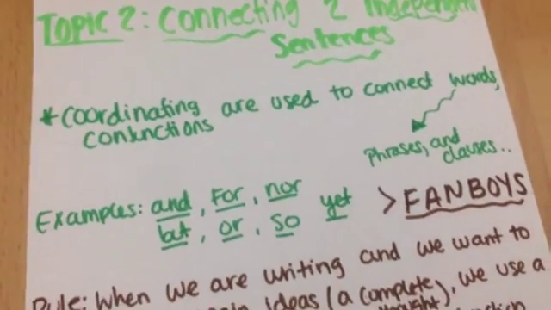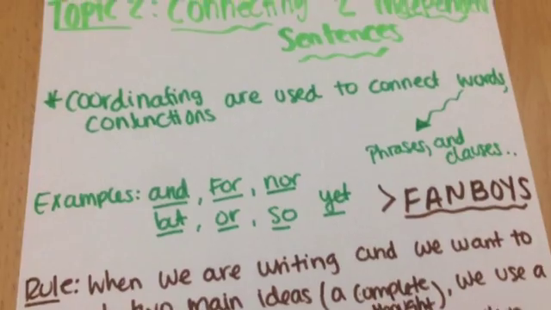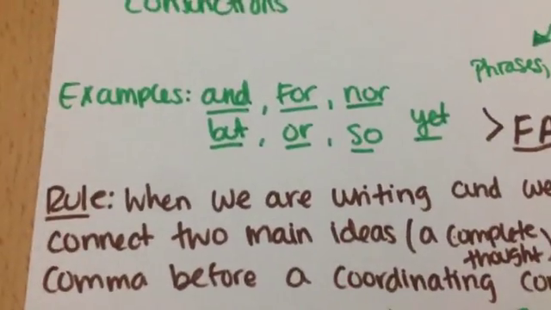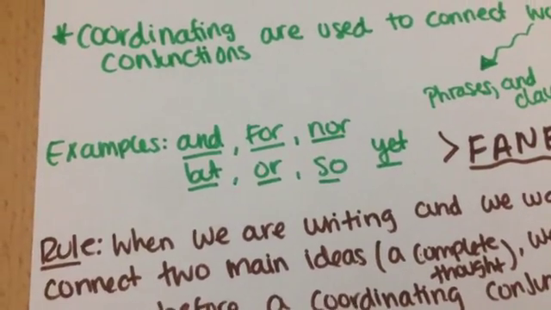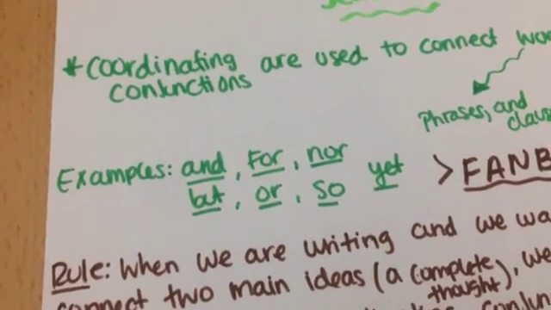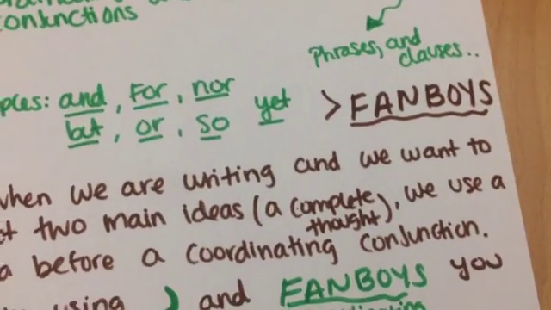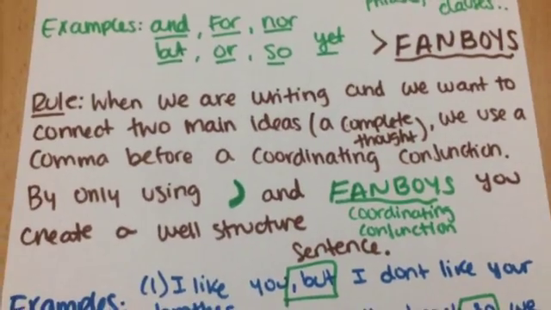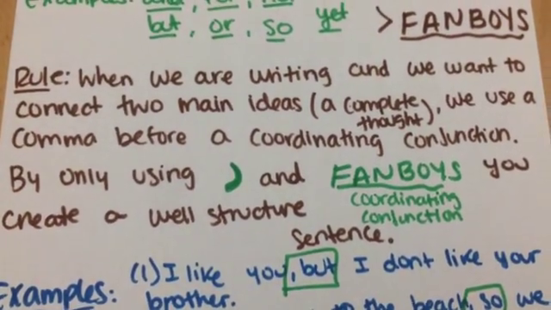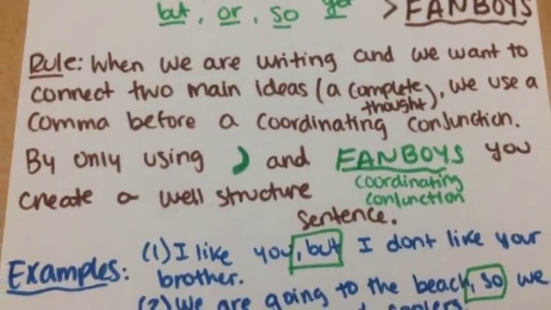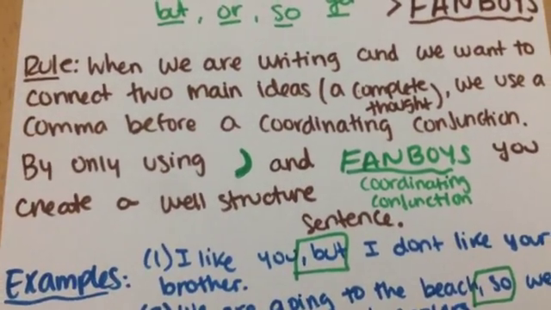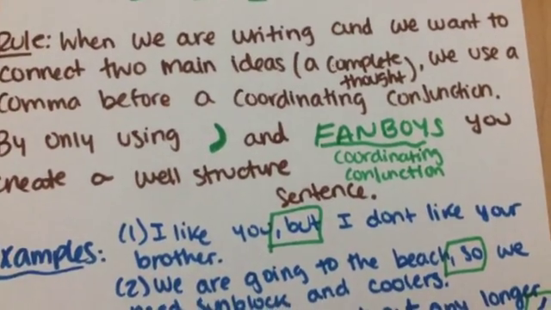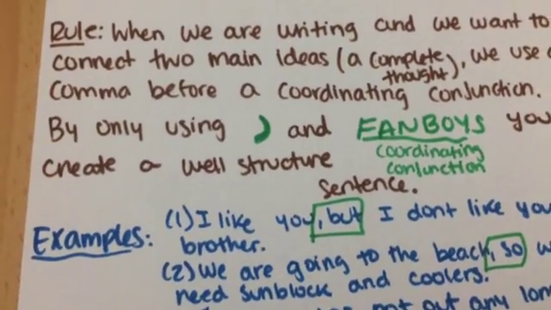Now, for this you will need coordinating conjunctions, which are used to connect words, phrases, and clauses. Examples are and, for, nor, but, or, so, and yet. These are the coordinating conjunctions. Another way to remember them is by using the FANBOYS acronym. When we're writing and we want to connect two main ideas, two complete thoughts, we use a comma before a coordinating conjunction. By only using a comma and a FANBOYS conjunction, you create a well-structured sentence.